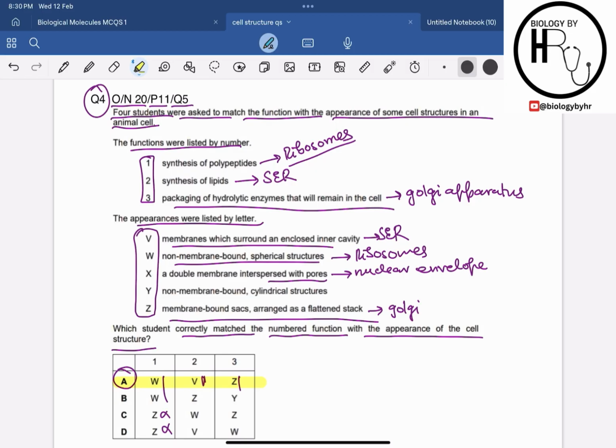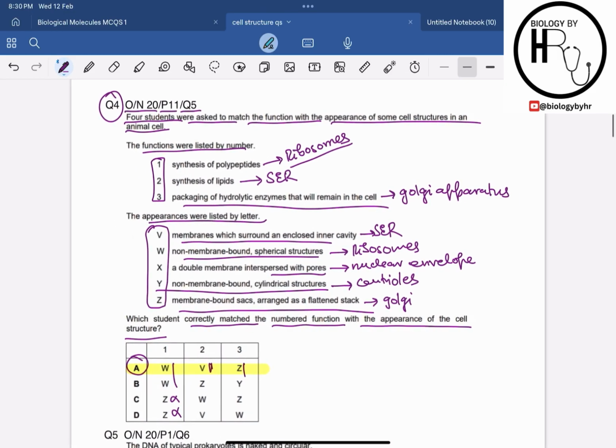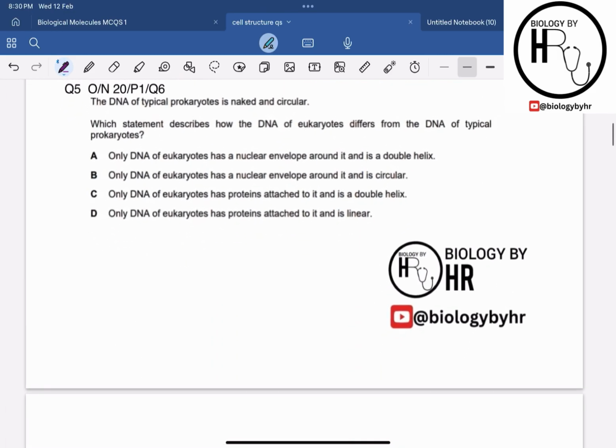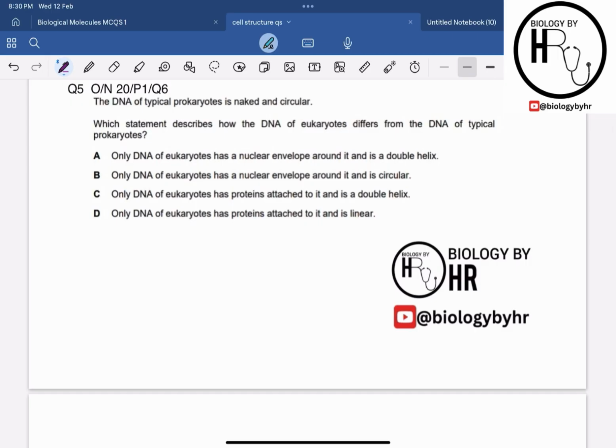If I talk about structure Y over here, so we know that structure Y is the centriole. Centrioles are also non-membrane bound and cylindrical structures. So I hope that you all got question 4. Now let's move on to question 5 over here. Alright, so question 5 over here is basically from October-November 2020, paper 1 question 6.